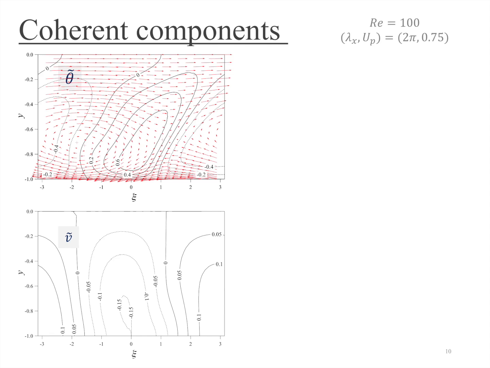We can identify three characteristic features. First, the downwelling motion due to wall suction above psi equal to 0 brings in high temperature fluid very close to the wall, resulting in positive contours for theta tilde above psi equal to 0. And the reverse happens above the locations of maximum wall blowing, that is for psi equal to minus lambda x by 2 and plus lambda x by 2.